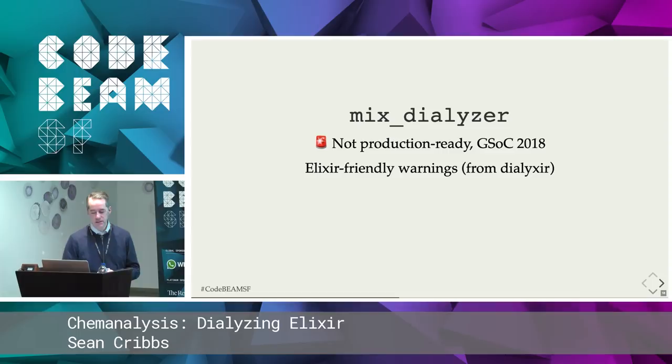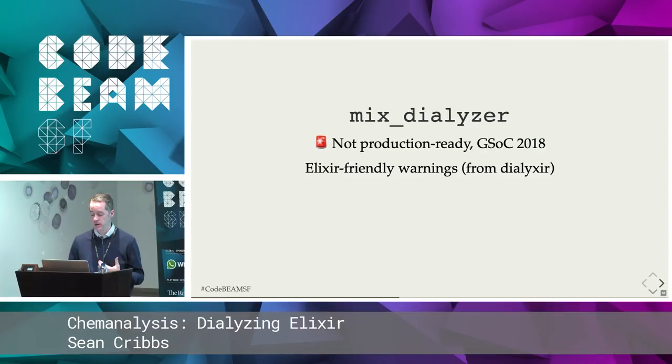It was a Google Summer of Code project last year that I helped mentor. It was written by Gabriel Gattu. He's a student, or was a student, in Finland. But he's already integrated a lot of the Elixir-friendly warnings that Dialyzer had. So that's a good place to start.